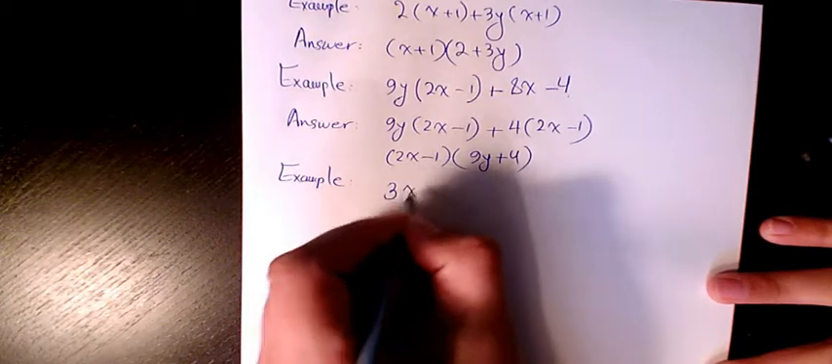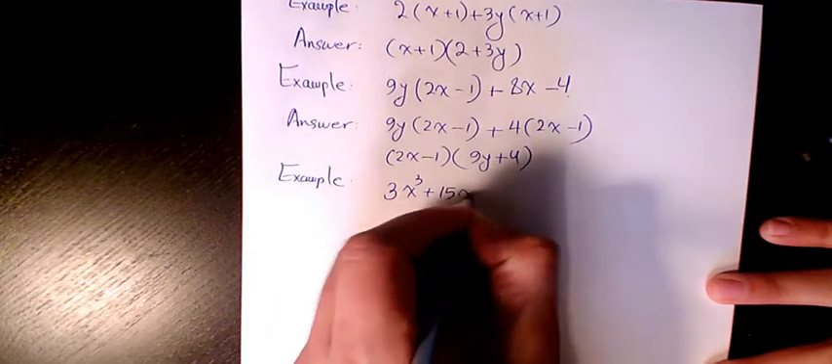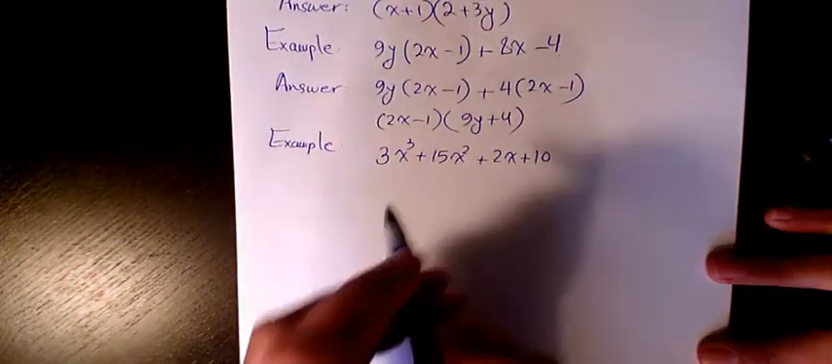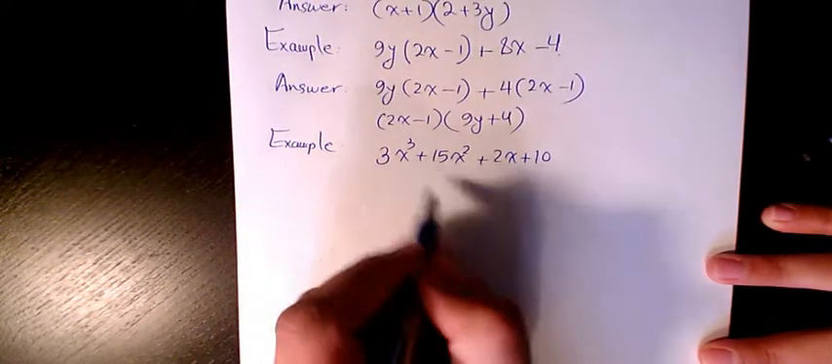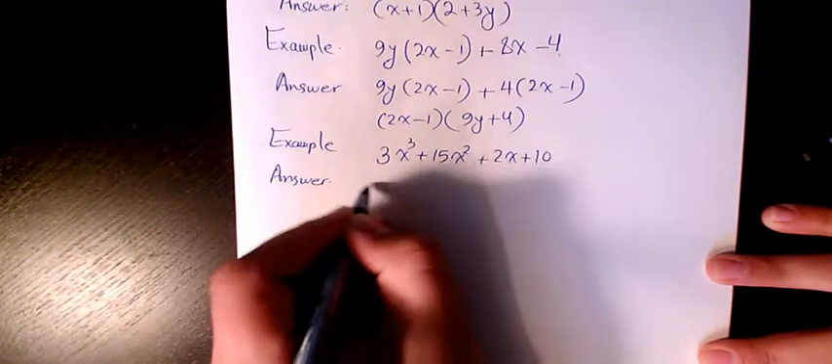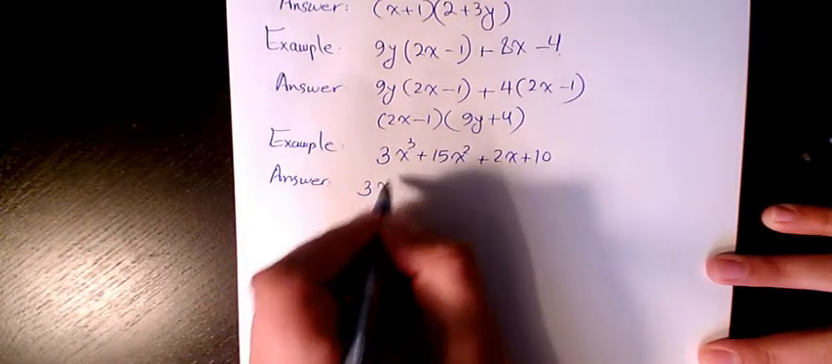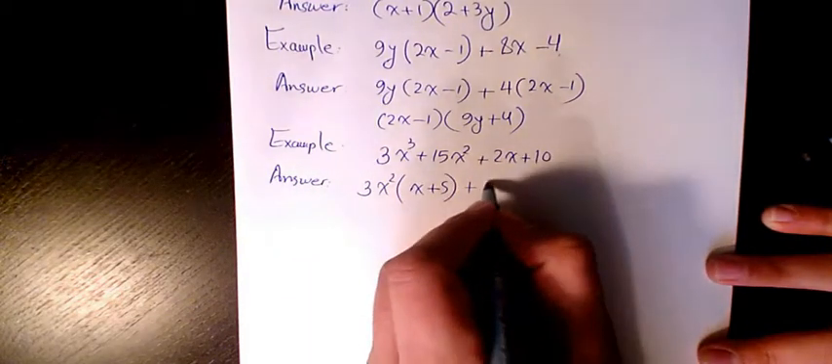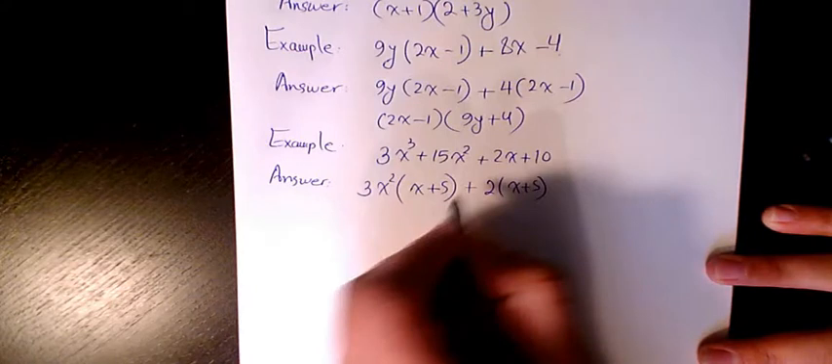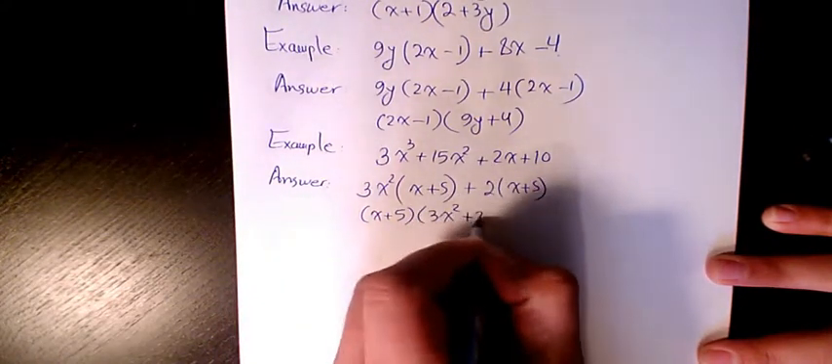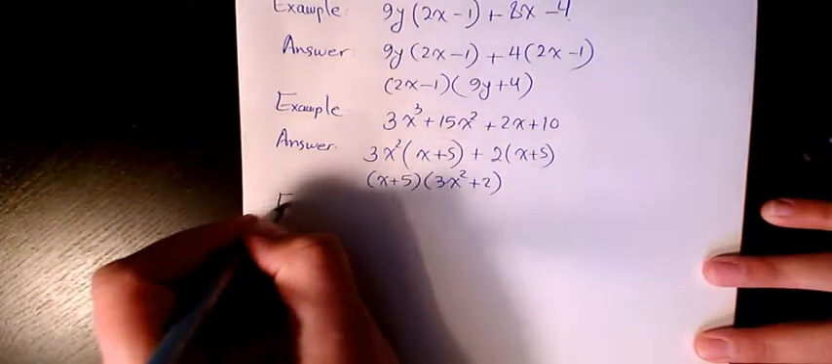3x cubed plus 15x squared plus 2x plus 10. Here, what I can factor: 3 is the factor here, x squared is going to be x plus 5, and here I can factor 2, x plus 5. Then I factor x plus 5, and it's 3x squared plus 2. Next example.